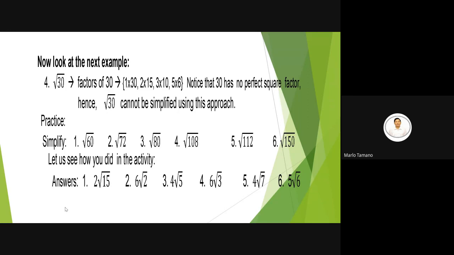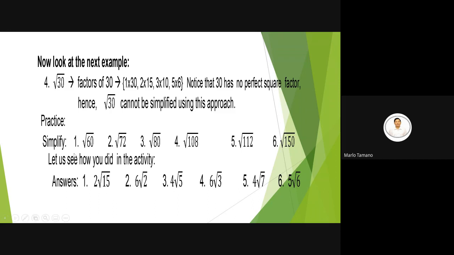Kung 2 times 30 po, walang perfect square factor doon? Yung 2 is not a perfect square. 2 times 15, that is 30 only. 4 times 15. That's it. The 4 is perfect square factor. Perfect factor po yun. So, the principal root of that 4 is 2. Then copy, we have the square root of 15. Tapos na ang sagot natin.